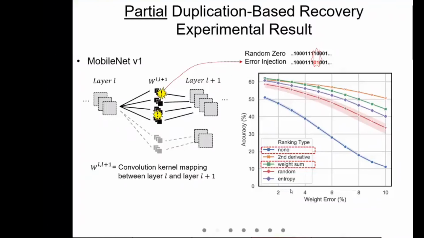The x-axis represents different percentages of error, and on the y-axis we measure the accuracy. Please take a look at the blue and green lines. The blue line shows the accuracy dropping significantly without any duplication. The green line is where we rank the neurons using the weight sum ranking policy, and we saw that with 6% error, it still provides 55% accuracy.